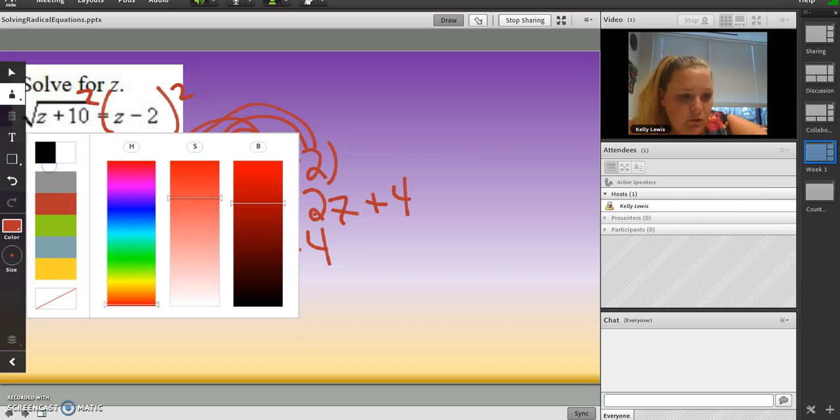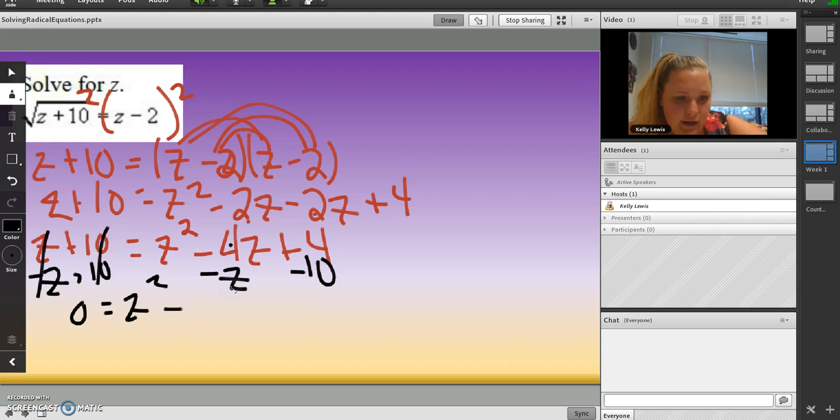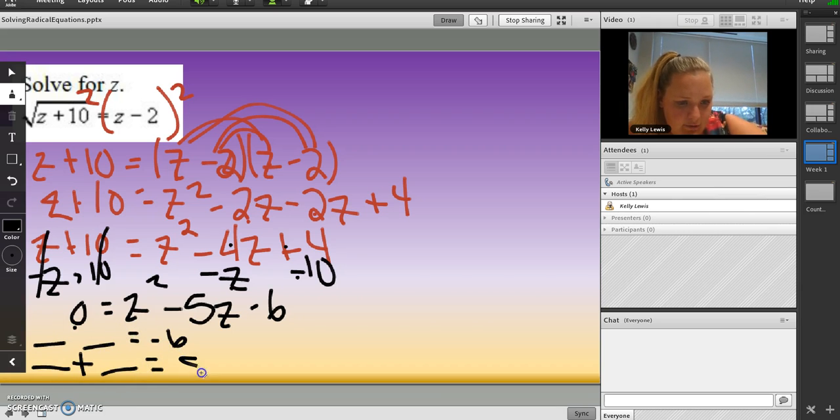So I'm going to move this z over, and I'm going to move this 10 over. So I get 0 equals z squared minus 5z, negative 4z and negative z is negative 5z, and 4 minus 10 is negative 6. So it multiplies to give me negative 6, adds to give me negative 5. Try negative 6 and 1. Negative 6 times 1 is negative 6. Negative 6 plus 1, negative 5.